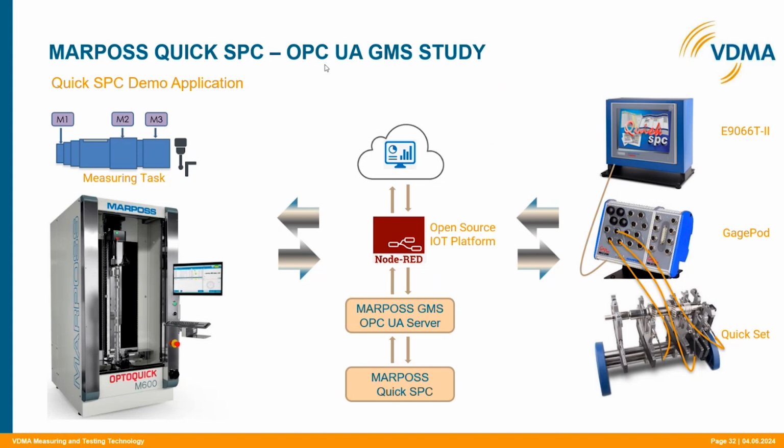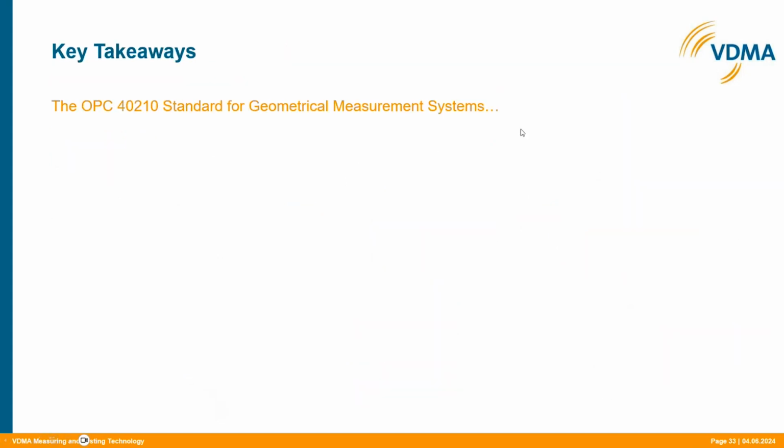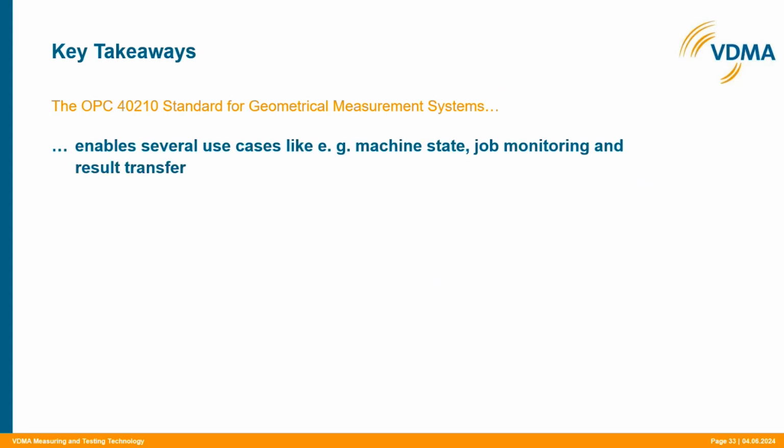I would like to come to the conclusion here. What are the key takeaways? What are the lessons learned for this data session? The OPC standard for geometrical measurement systems enables several use cases. We have talked about a few: the machine state, job monitoring, and results transfer, just to name them, part transfer, and so on.